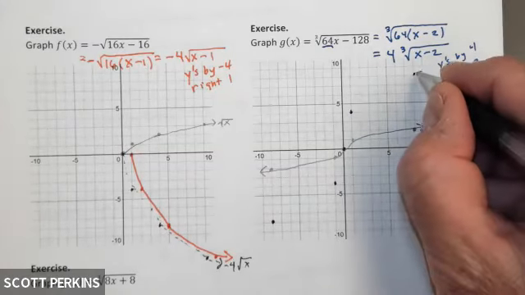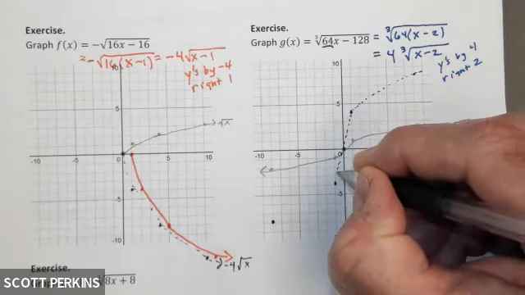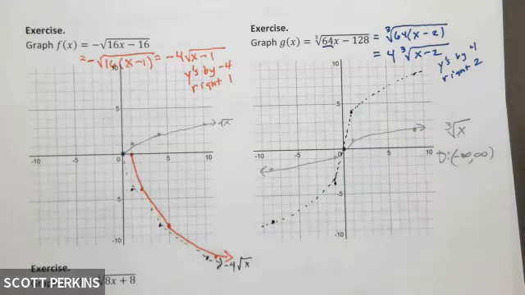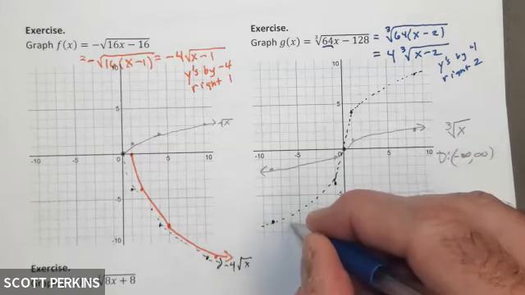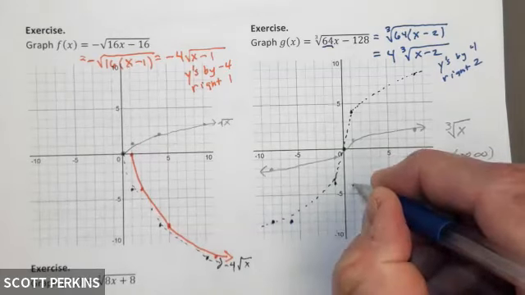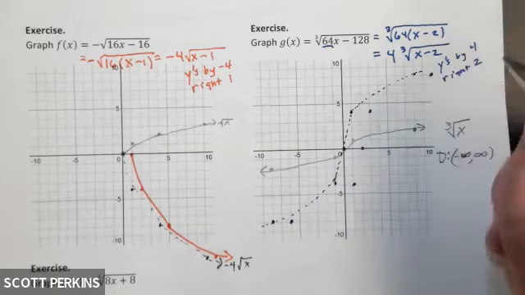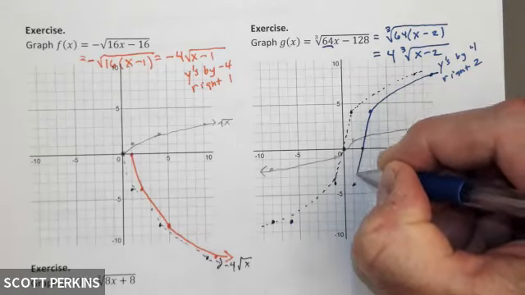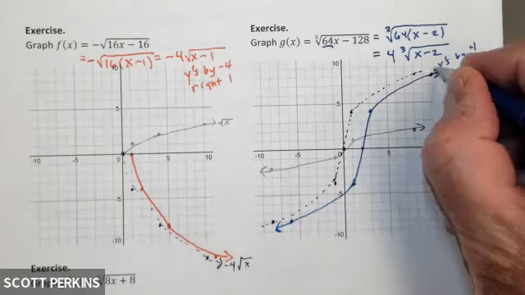So here is the dotted version. I'm just going to do this nice and light because I don't want to make this too much of a mess. So there is my 4 times the cube root of x graph. And now I'm just going to move that whole thing right 2. So right 2, and then right 2, right 2, right 2, and then finally right 2. So here is my cube root graph.